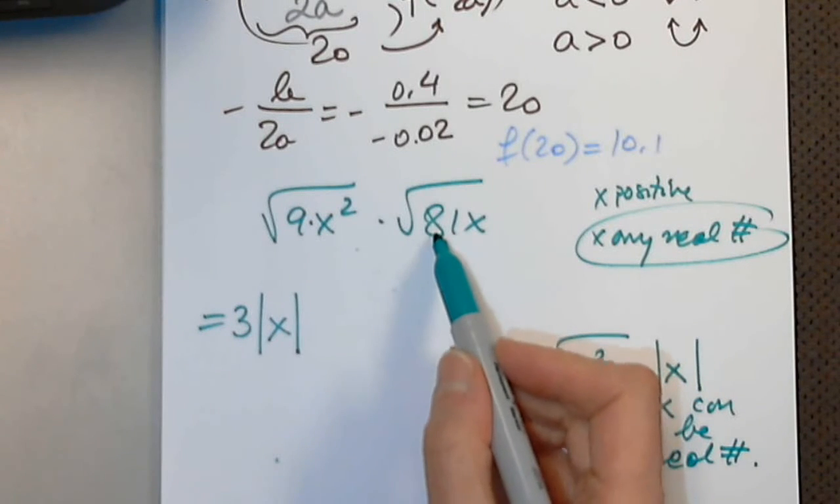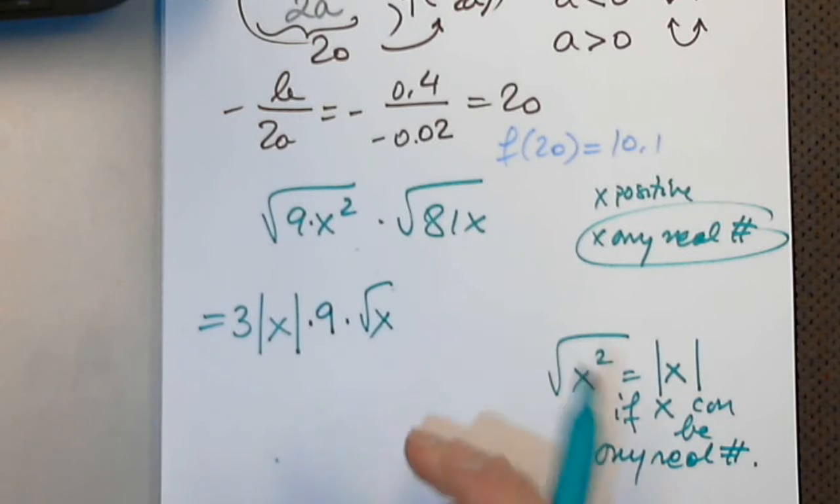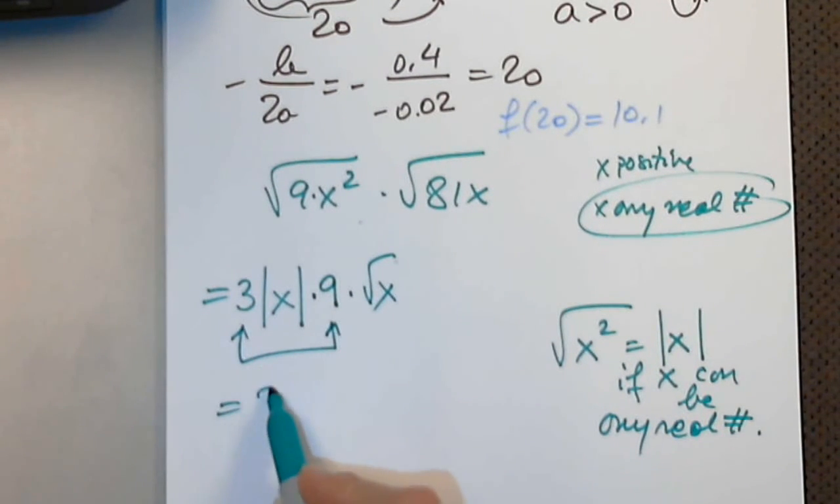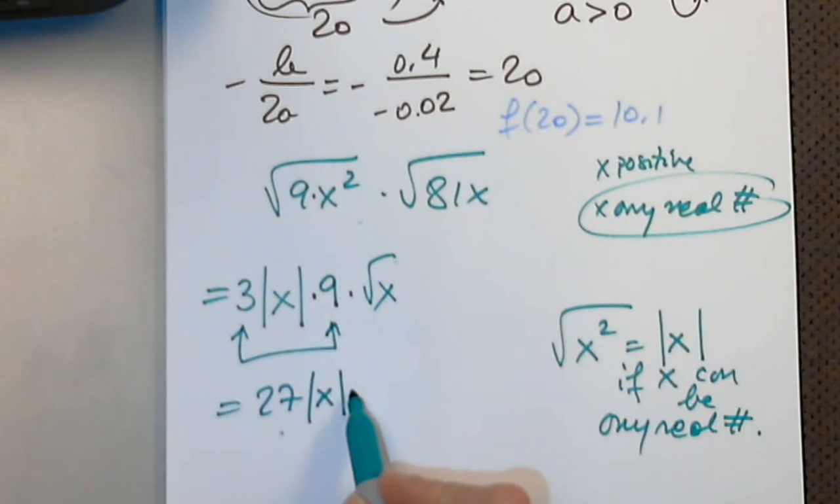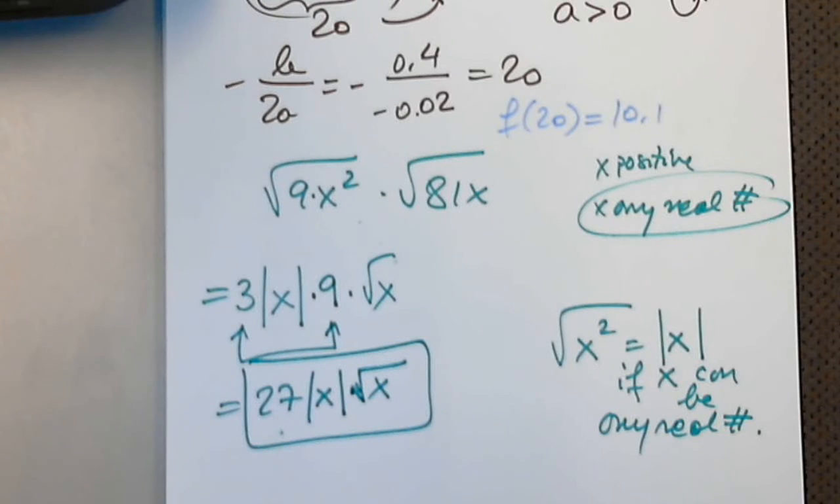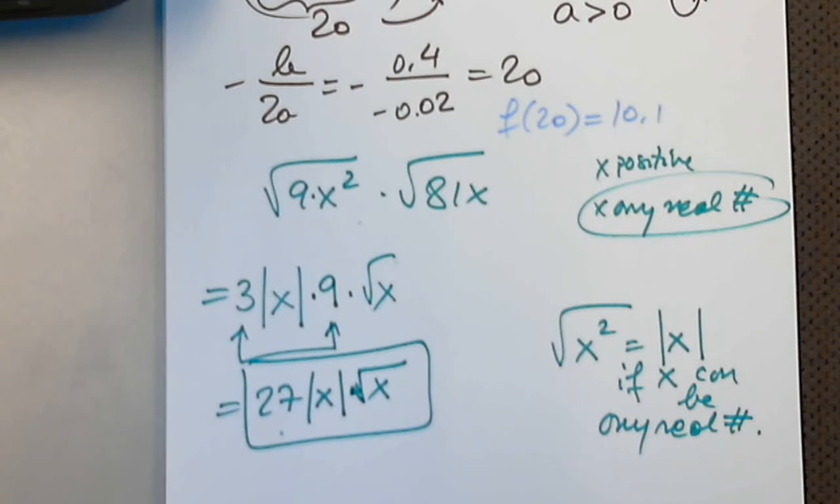Then here I have the square root of 81, which will be 9, multiplied by the square root of x. And of course, I will multiply these two, and I get 27, the absolute value of x, times the square root of x. Now you have to read the problem carefully one more time. If it says that x is positive, then there is no need for the absolute value bars. If it doesn't say anything, again, you have to read the question carefully.